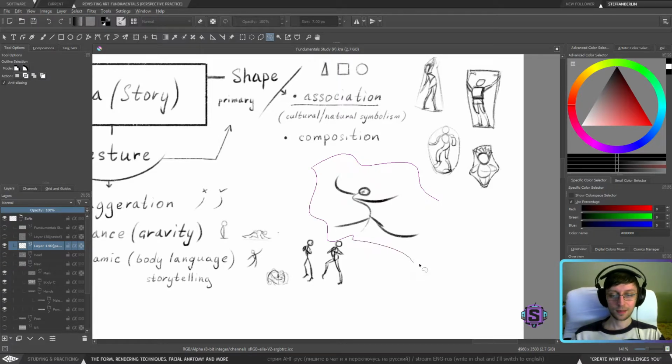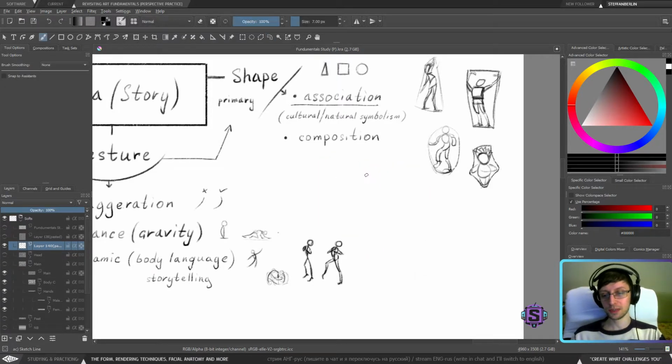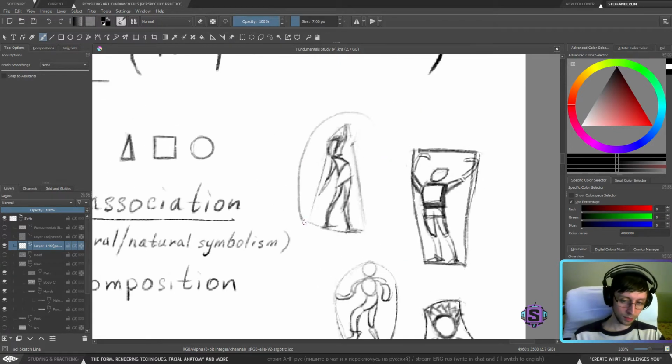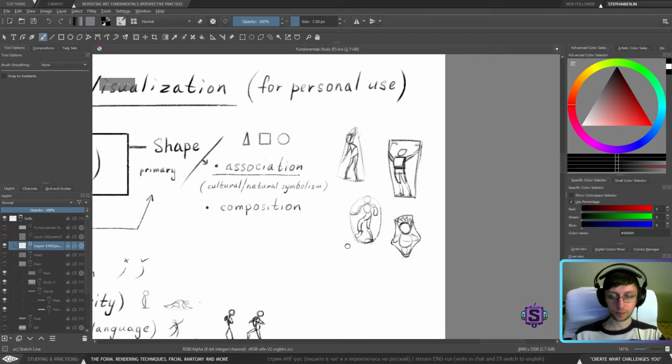So again, it's a super over exaggeration, but still. This one doesn't have a balance. This one doesn't have balance. This one kind of has balance, but not enough.